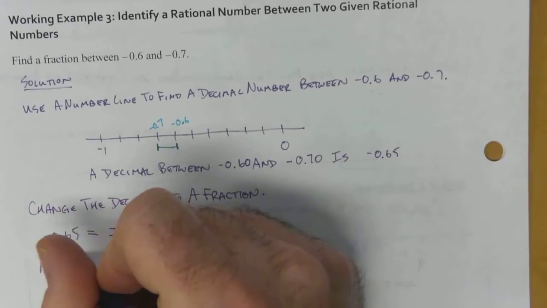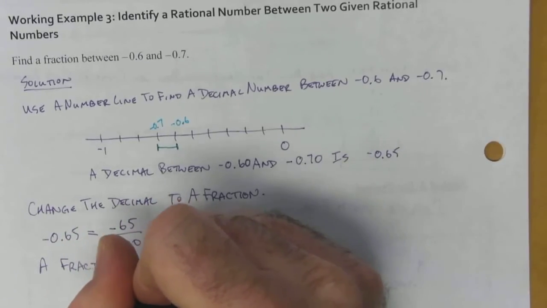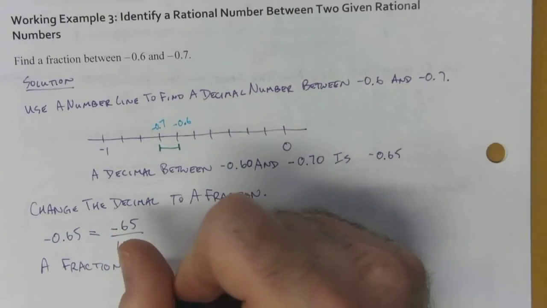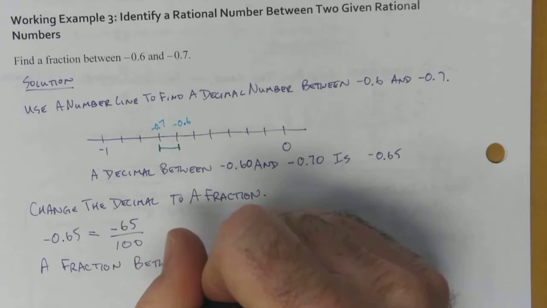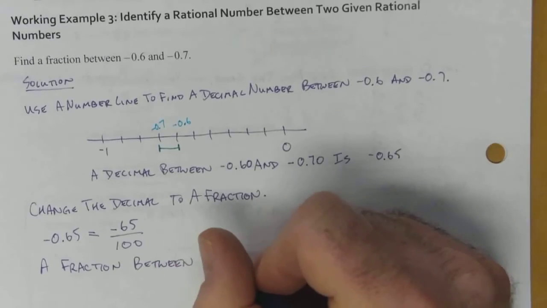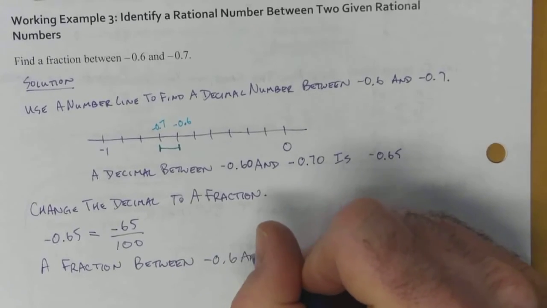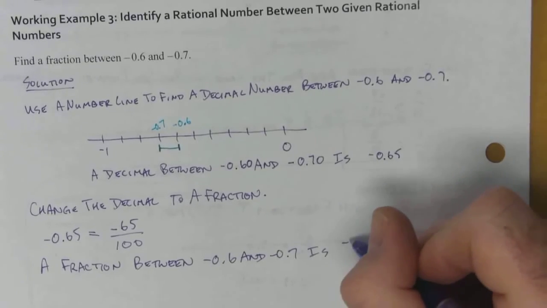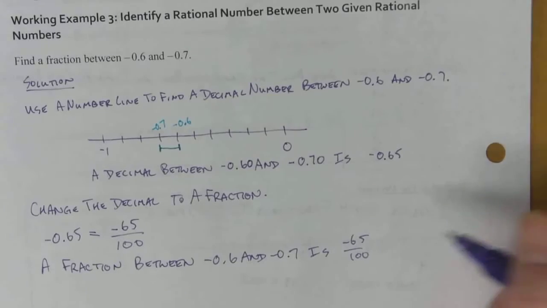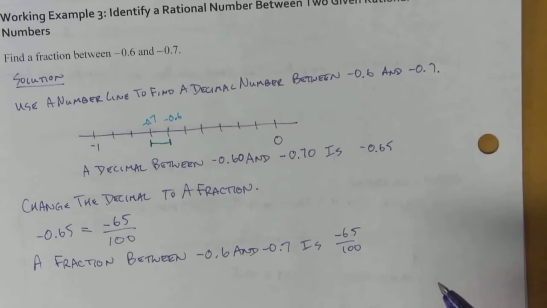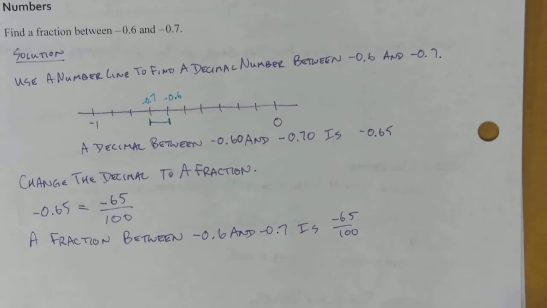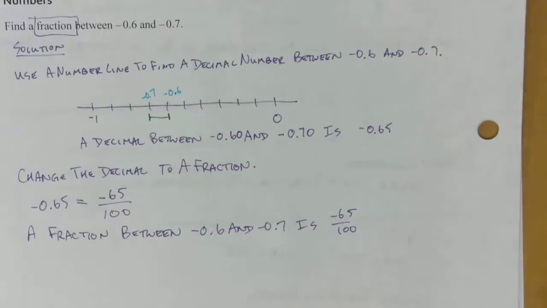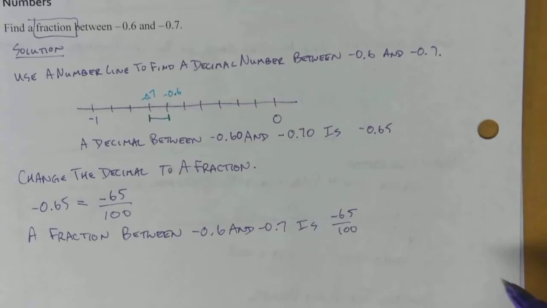So now that we've converted it to a fraction, we can say a fraction between negative 0.6 and negative 0.7 is negative 65 over 100. Make sure you read your question. It was asking for a fraction. That's why we're doing this fraction bit. So you can do that.